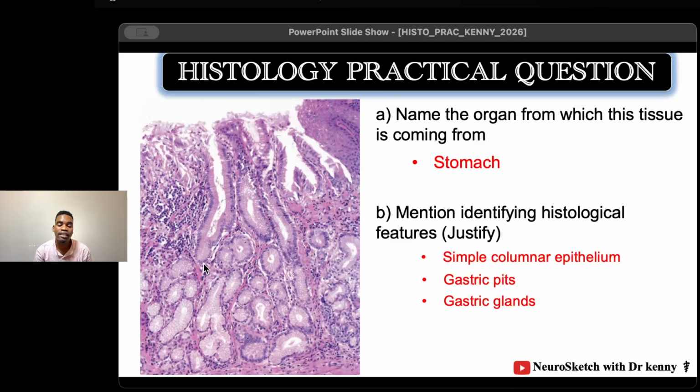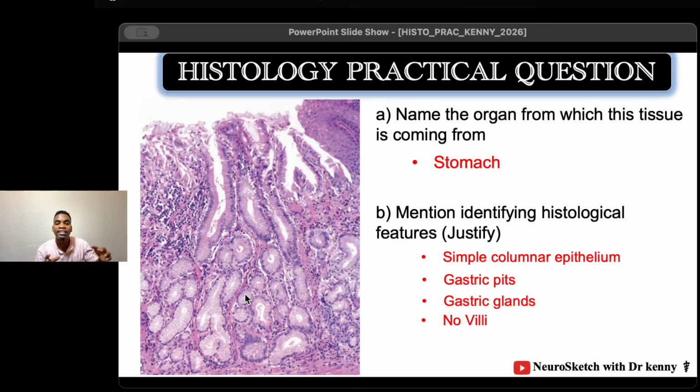And then if someone asks you now to differentiate this from intestinal mucosa, you're going to say they do not have villi. This is to differentiate. But the strong points that you're going to use to name this epithelium, to give the location of this epithelium, is going to be the type of epithelium. The next point is going to be the pits, and last you have the gastric glands.